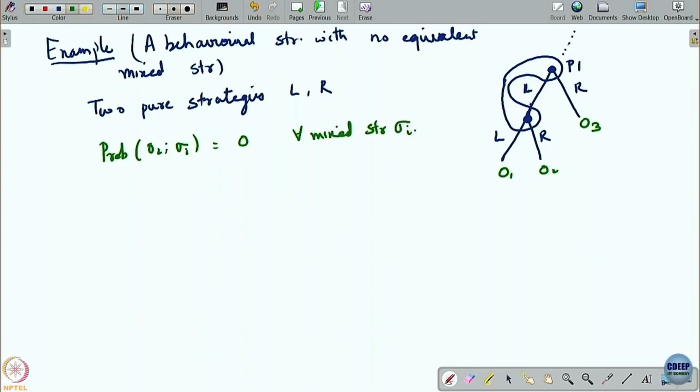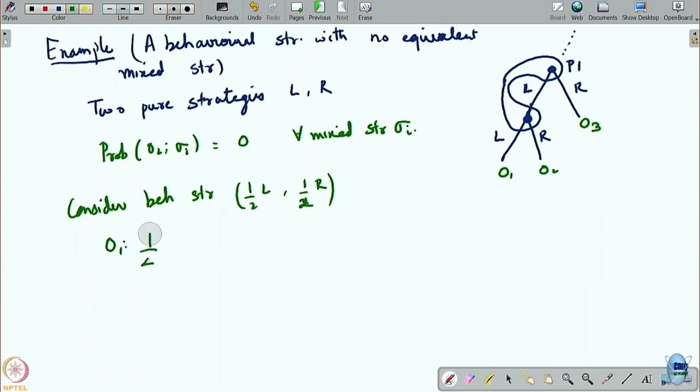But now suppose he uses a behavioral strategy. Consider a behavioral strategy where he plays L with probability half and R with probability half. Then what is the probability of reaching these various nodes? O1 is reached with probability half times half, which is 1/4. O2 is also reached with probability half times half, which is 1/4, and O3 is reached with probability half. So this absent-minded driver can actually get to the right destination by playing behavioral strategies, when he could not have done it with mixed strategies.